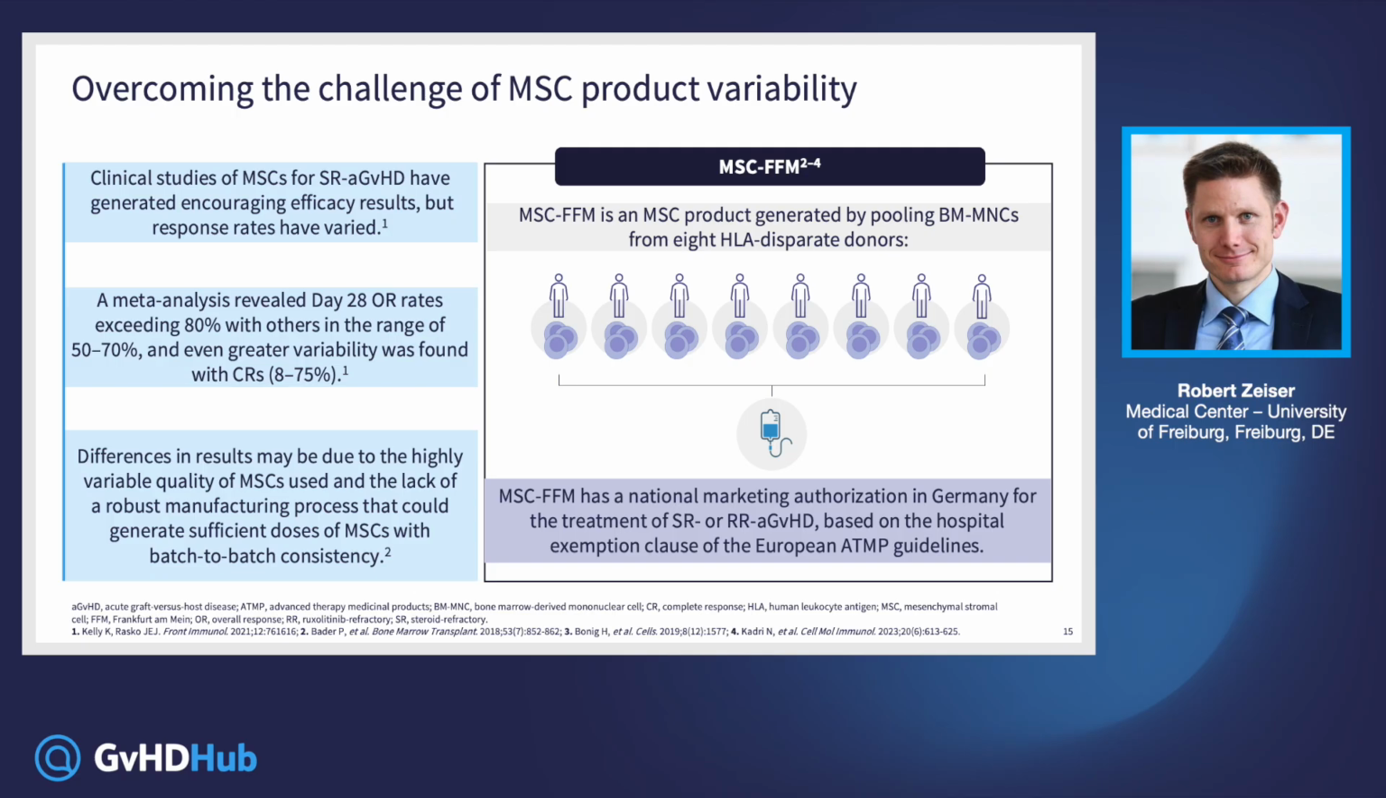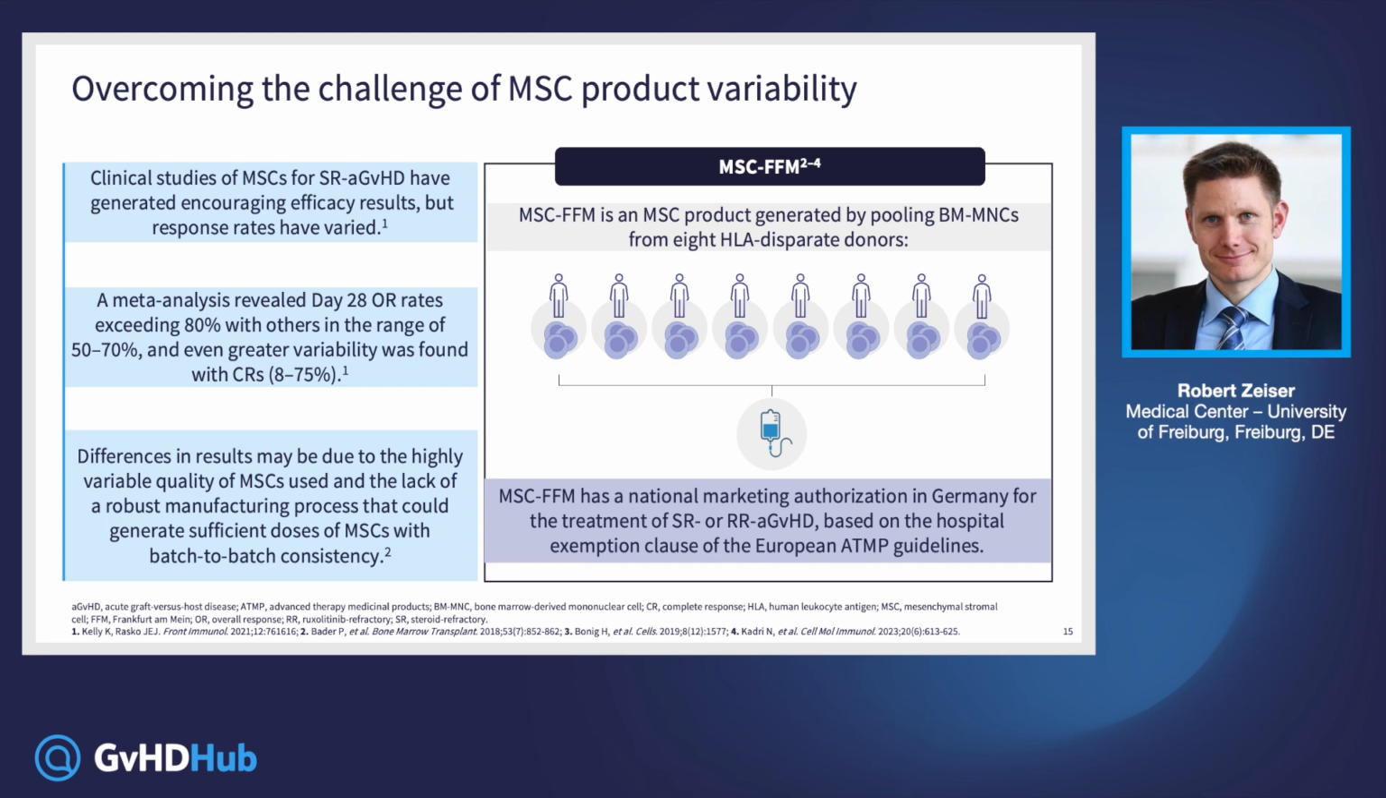Yeah, there's one problem when you look at all these clinical trials or retrospective analyses with MSCs, which is that the product varies a lot. Depending on which trial you look at, the generation of the product is a little bit different. The control criteria for the products are a little bit different, and therefore also the responses are different. So the question is, how can this be made more uniform, and how can we have a safe product, ideally from multiple donors? And this was solved by a preparation called MSC-FFM. It was from Frankfurt, a pooled MSC product from 8 different HLA disparate donors.